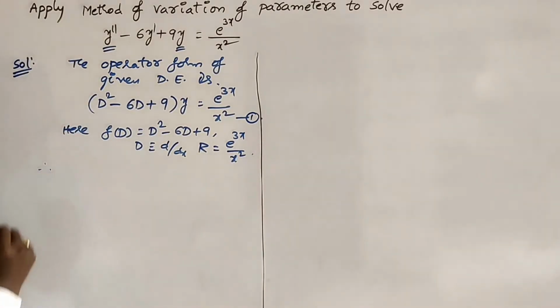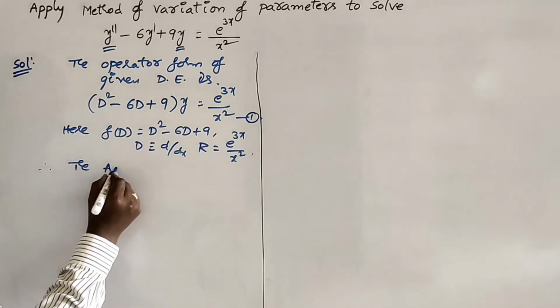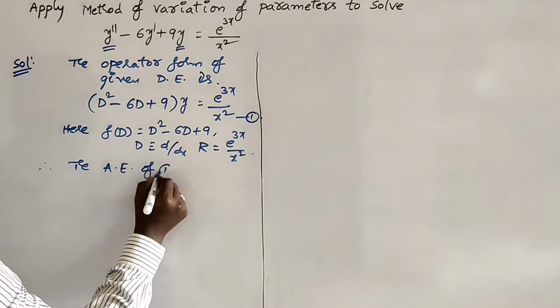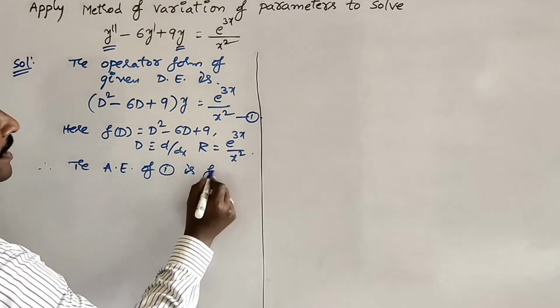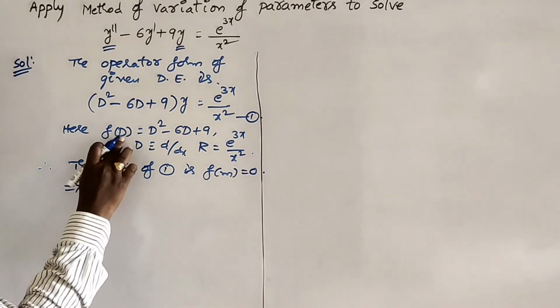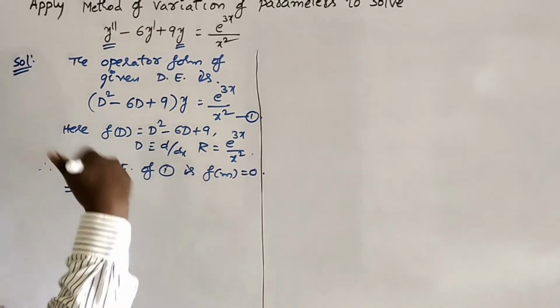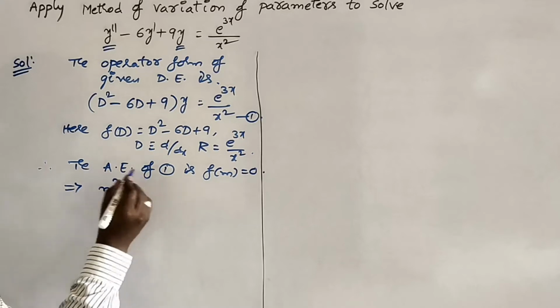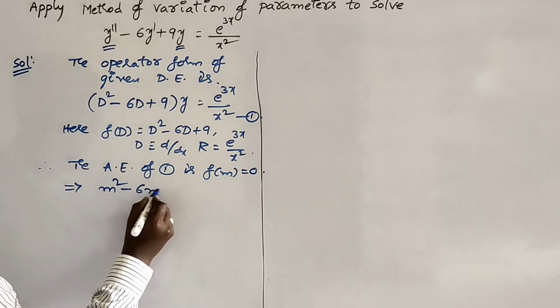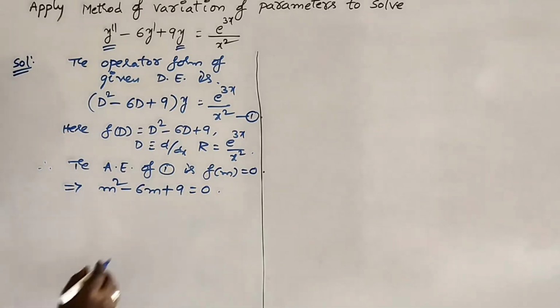So first of all, find out the complementary function as usual. For that purpose I will write the auxiliary equation. The formula for the auxiliary equation is f of m is equal to 0. Replace capital D with m in this f of D and equate to 0. So you will get an algebraic equation. Here you will get a second degree algebraic equation, so it has exactly 2 roots.